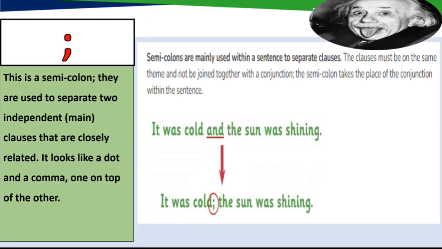This is what a semicolon looks like. They are used to separate main clauses. Here is an example. It was cold and the sun was shining. In the first sentence, the two main clauses are joined by "and". Notice that you can remove it and replace it with a semicolon, because they are used to separate two main clauses.